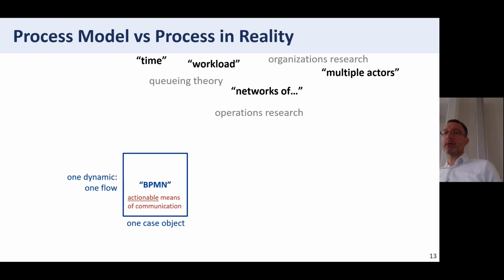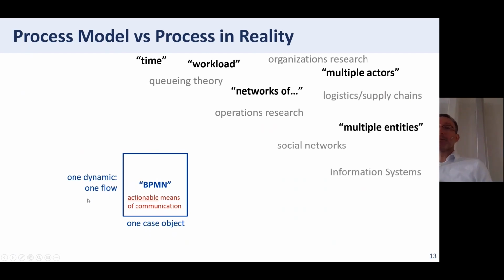Time is not modeled. We don't model workload or how multiple actors behave, things which are analyzed in queuing theory, operations research, organization research, routine dynamics. You can't put it in there. It's outside the scope of BPMN. Obviously, multiple entities, multiple objects are studied in social network analysis, information systems and in databases, right? Relations between objects. It's not in there. But all these things matter for processes.